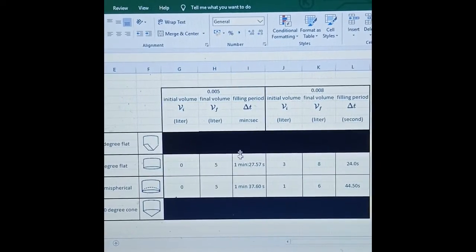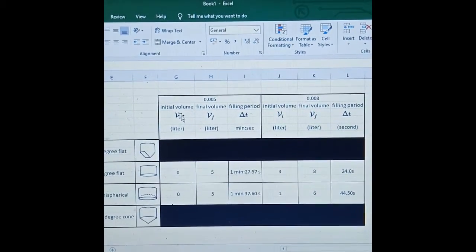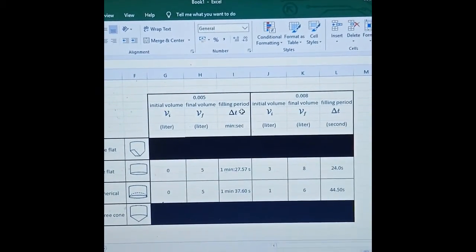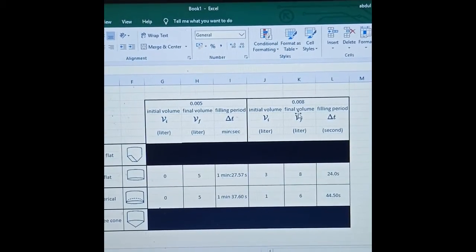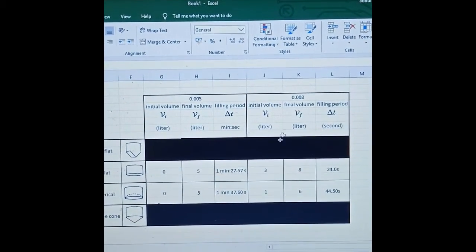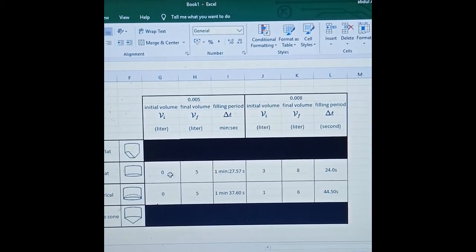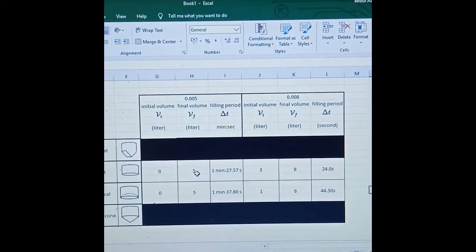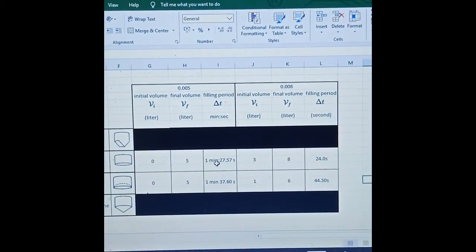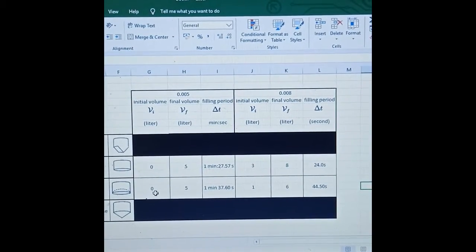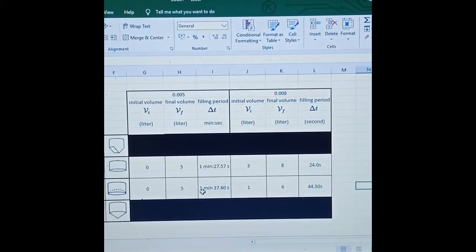In this column, we set the initial volume and final volume in order for us to determine the filling period. Similarly, we do the same for the 8 mm case. For 0-degree flat, the initial volume is 0 and the final volume is 5 to get 5 liters, and our filling period is 1 minute 27.57 seconds. When we are using hemispherical, the initial volume is set at 0 and the final volume at 5, and the filling period is 1 minute 37.60 seconds.